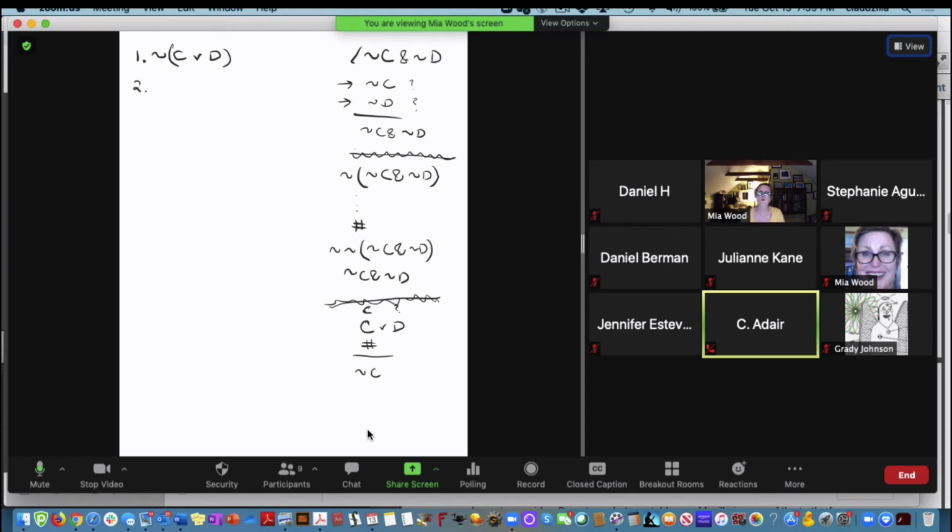Now, I'm talking through this, jotting down a few notes. Does it make sense as I'm talking through the playing out of a strategy? So what if I do this?